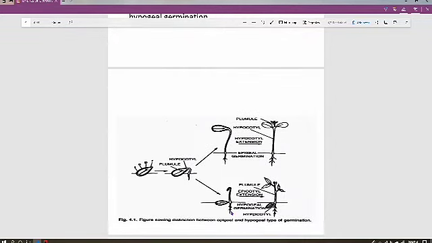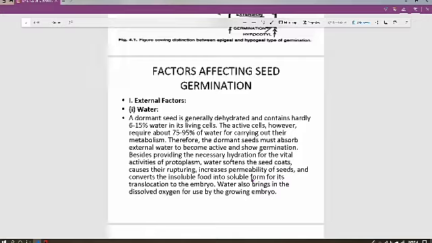Besides providing the necessary hydration for the vital activities of protoplasm, water softens the seed coat, causes its rupturing, increases permeability of seeds, and converts the insoluble food into soluble form for its translocation to the embryo. Water also brings in the dissolved oxygen for use by the growing embryo.